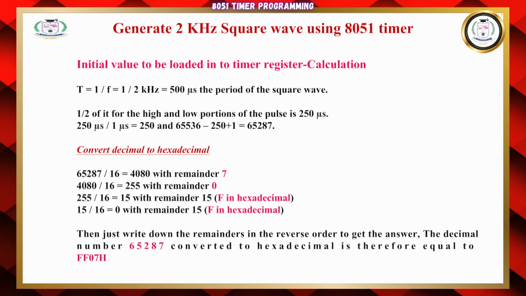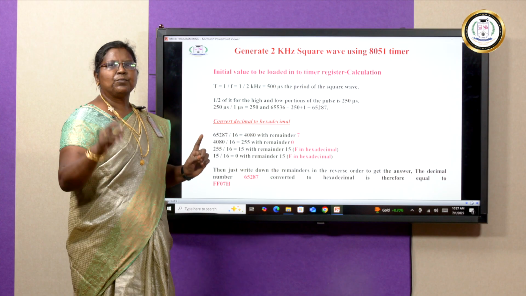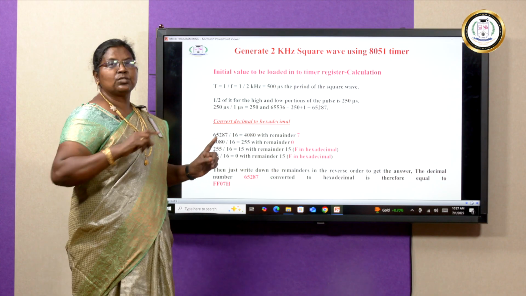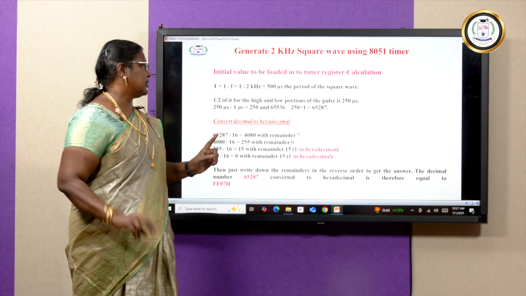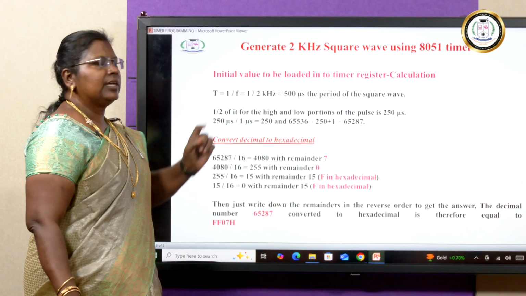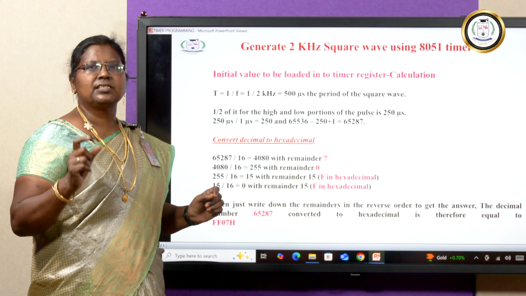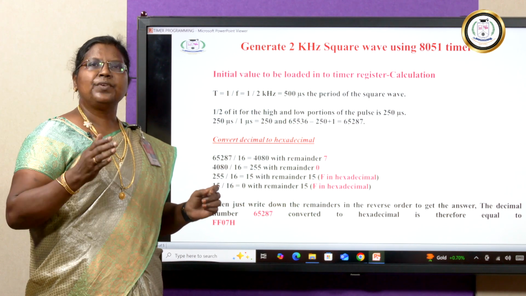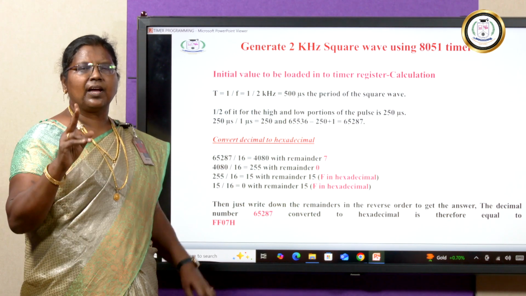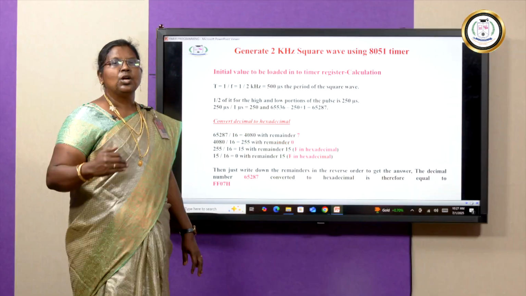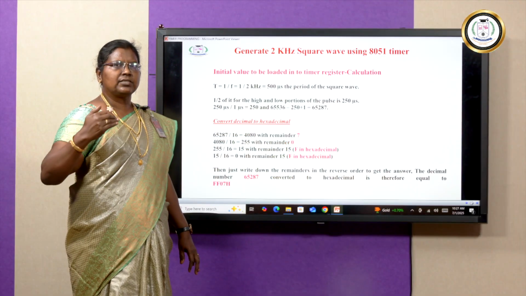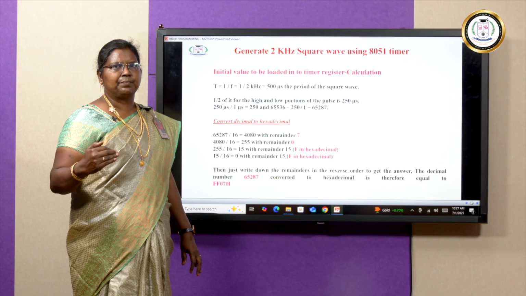Here we are going to start the calculation. We calculate the initial value to be loaded into the timer register. T equals 1 by F. I am going to generate a square wave of frequency 2 kilohertz. So 1 by 2 kilohertz equals 500 microseconds. The total time duration is 500 microseconds. In a square wave we have on time and off time. The on time will be 250 microseconds and the off time will be 250 microseconds.